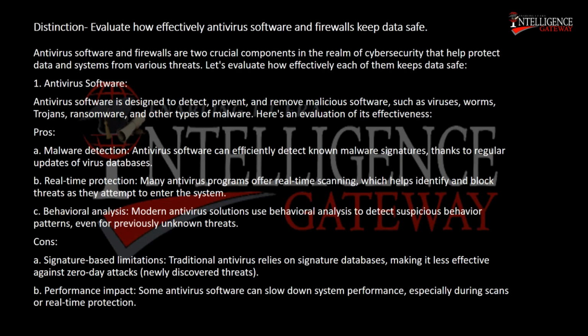C. Behavioral analysis. Modern antivirus solutions use behavioral analysis to detect suspicious behavior patterns, even for previously unknown threats. Cons. A. Signature-based limitations. Traditional antivirus relies on signature databases, making it less effective against zero-day attacks and newly discovered threats. B. Performance impact. Some antivirus software can slow down system performance, especially during scans or real-time protection.